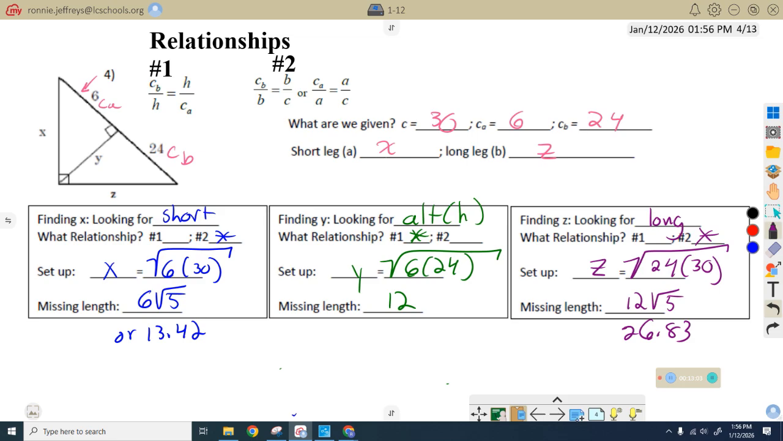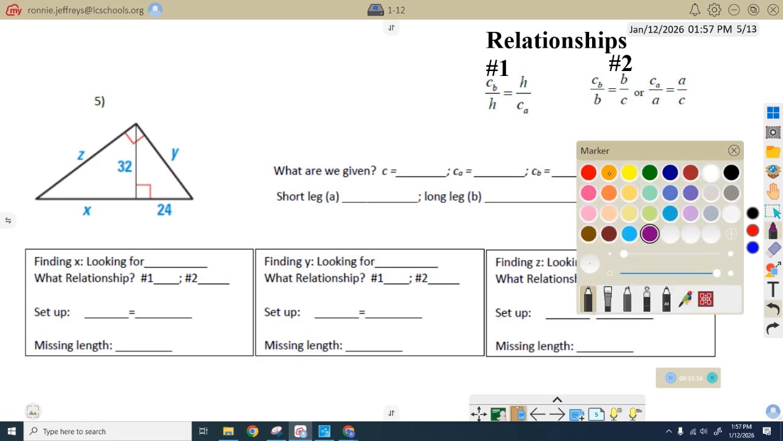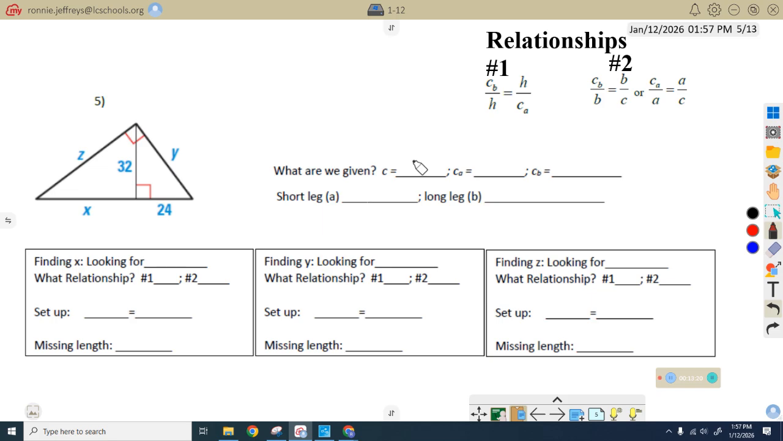All right. Now, on number 5, we're going to set up some of these. We're not really going to solve them, and this is why. On the first part, when we're looking for X, it ends up not being a whole number. So that kind of messes up all the rest of the stuff.